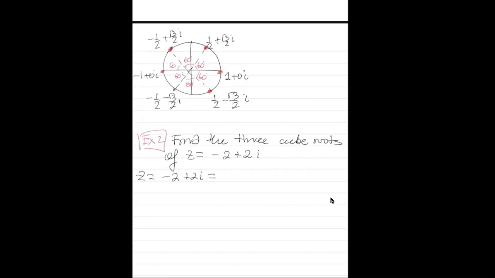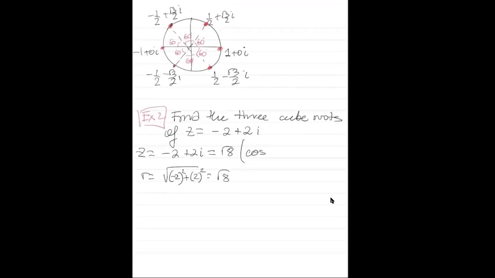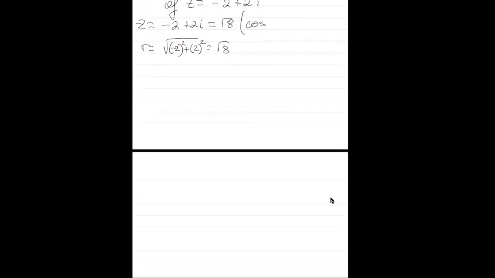So what is r? R is square root of negative 2 squared plus 2 squared, which is square root of 8. I'll leave it like that. So we have square root of 8. And then what's the angle? We want to write this number in the trig form. So we want the angle.